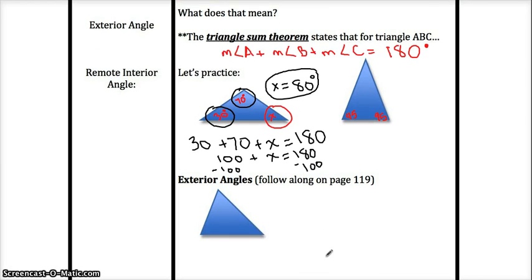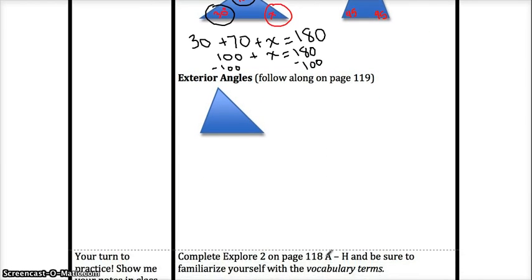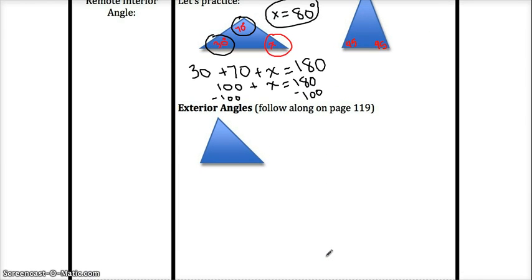All right, so moving on, let's go ahead and look at exterior angles. And exterior angles are very similar to the idea of parallel lines cut by transversals. We're actually going to be following along in your book on page 119. And on page 119, you'll see some definitions at the top. And we need to be able to know those definitions. So let's go ahead and go through them.